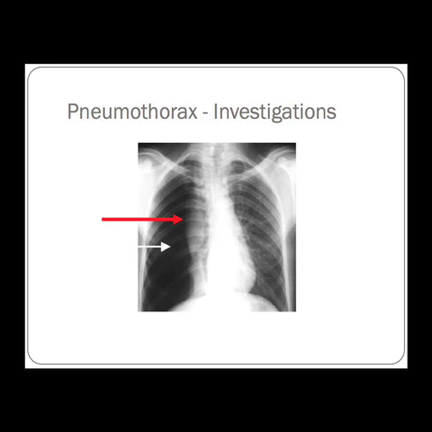Another investigation that can be carried out is an arterial blood gas, and this is just to analyze how well the patient is coping with the pneumothorax by analyzing the partial pressure of oxygen and partial pressure of CO2.